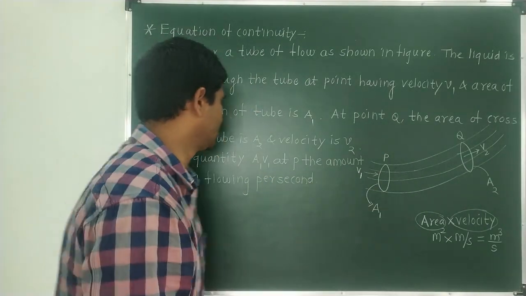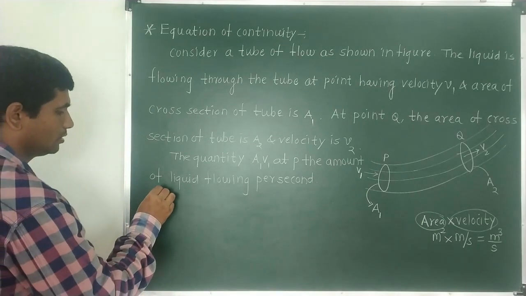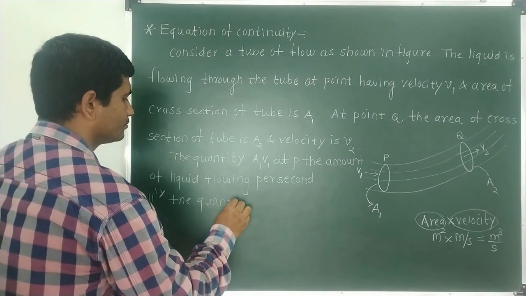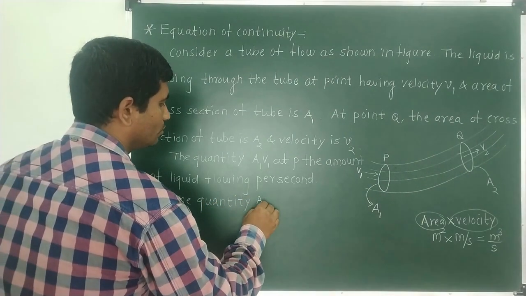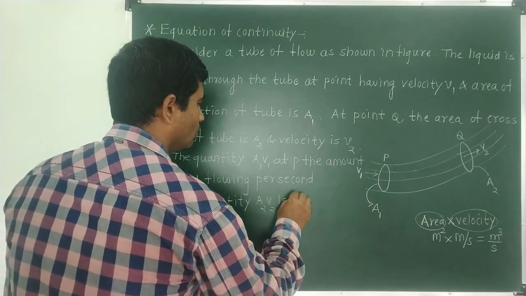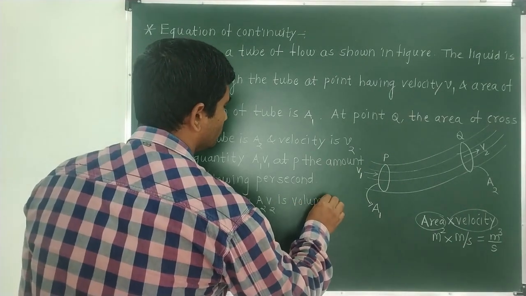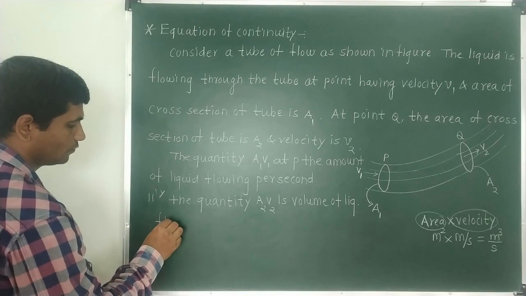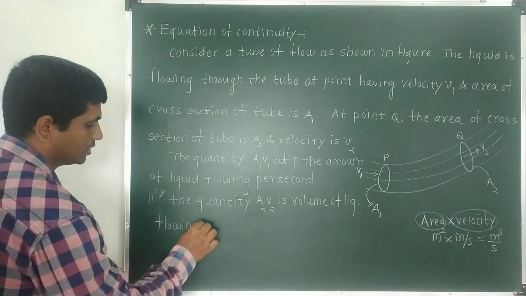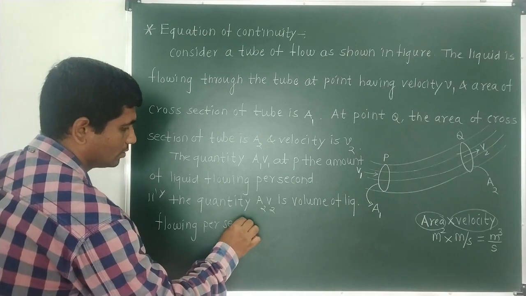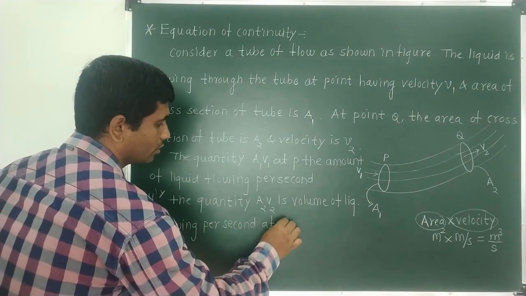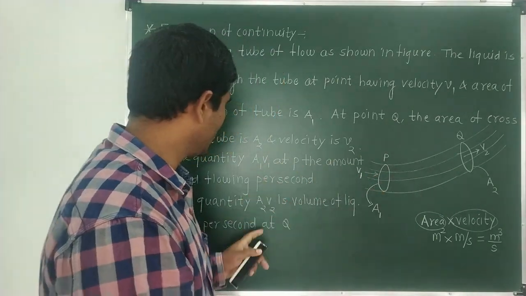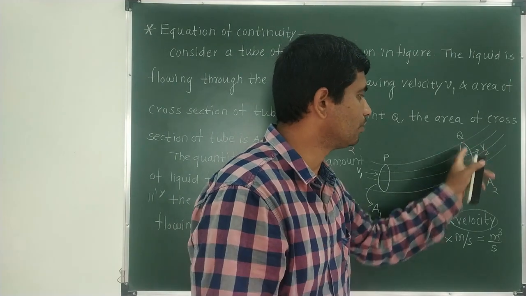This is for point P. Similarly, the quantity A2 V2 is the volume of liquid flowing per second at point Q. Okay, so A1 V1 is the amount of liquid flowing through the point P, and A2 V2 is the amount of liquid flowing through the point Q.